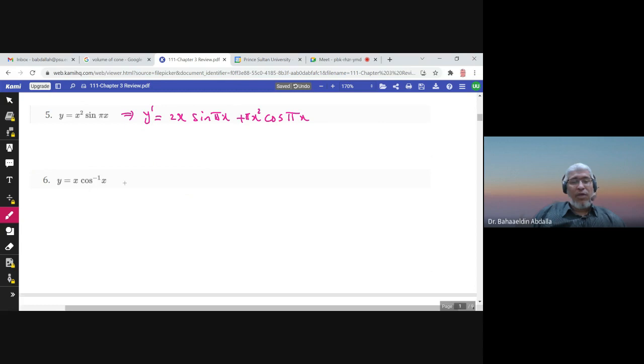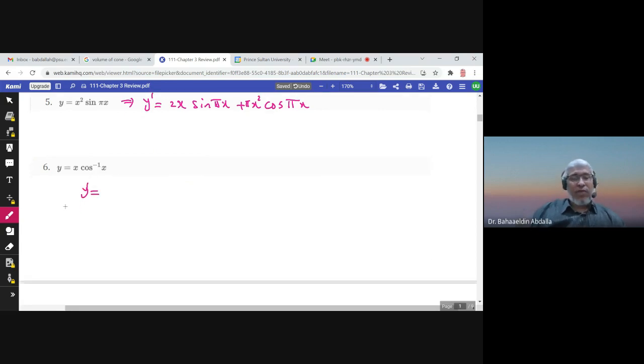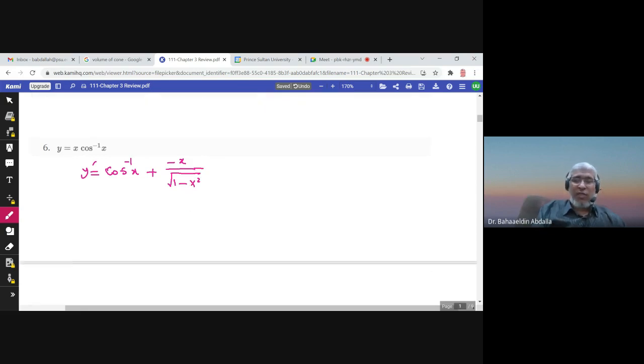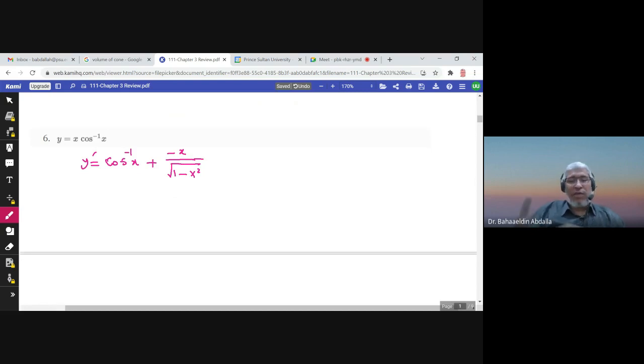Now here again it's a product, and the derivative of x is 1, plus x times the derivative of cosine inverse. Well, the derivative of cosine inverse is negative 1 over square root of 1 minus x squared, and this is the x outside. That's the derivative of cosine inverse. It is similar to sine inverse, only with a negative sign.